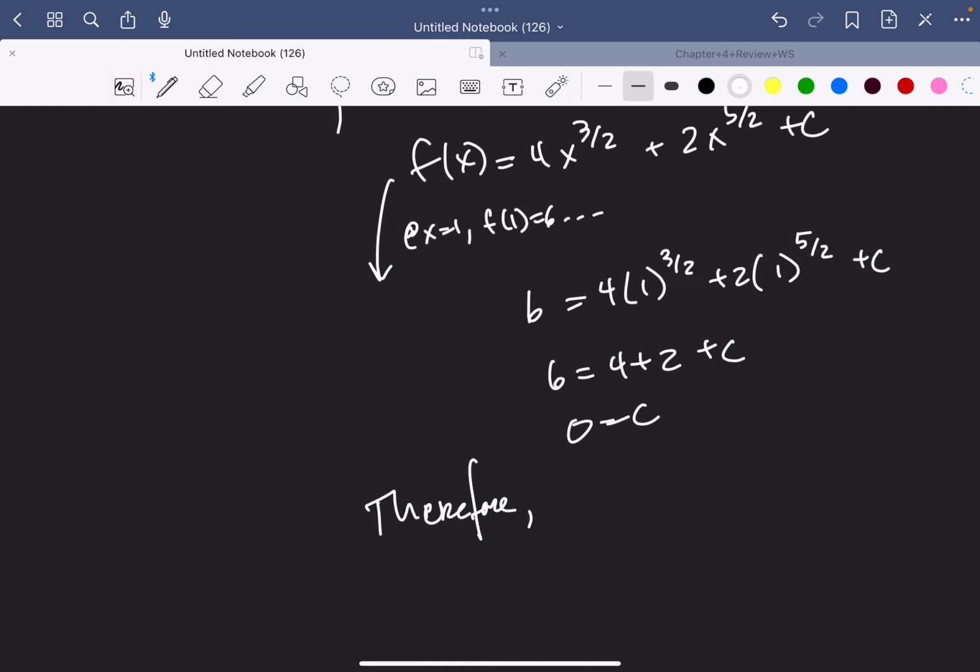Therefore, f of x is just equal to 4x to the 3/2 plus 2x to the 5/2.